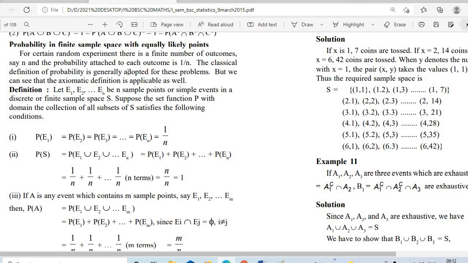Probability in a finite sample space with equally likely points. Suppose there are n sample points.